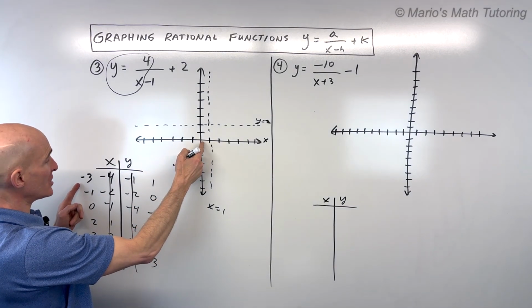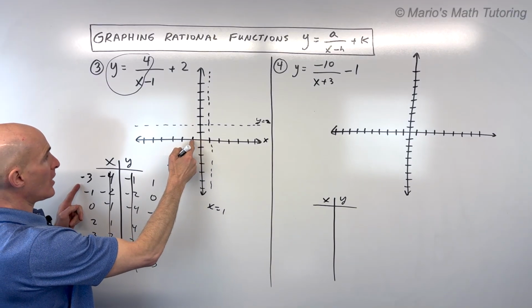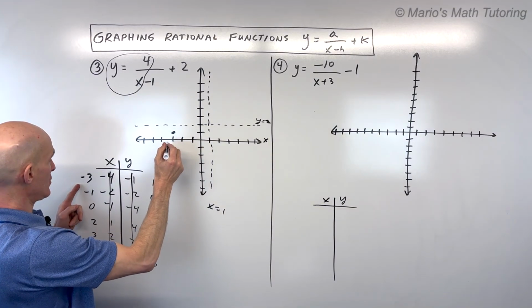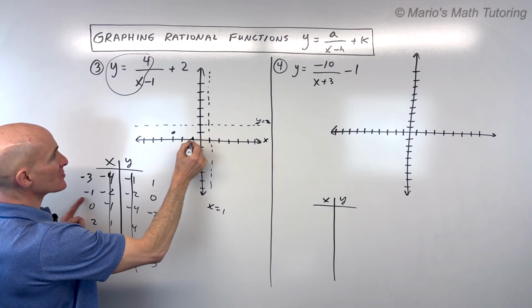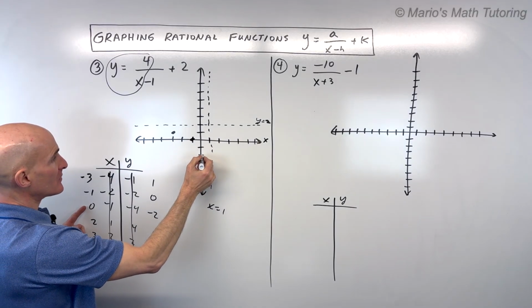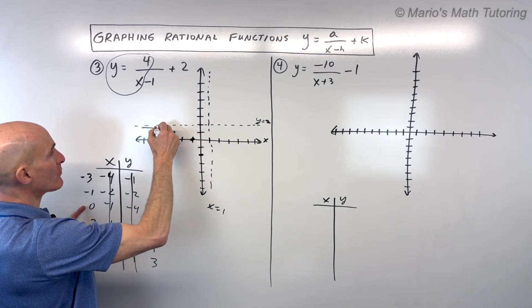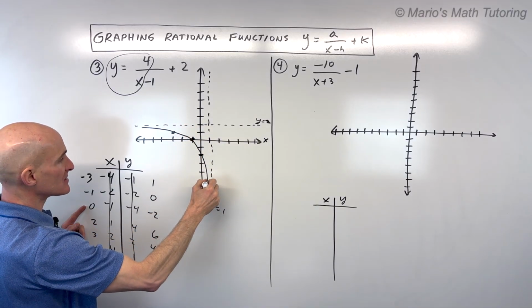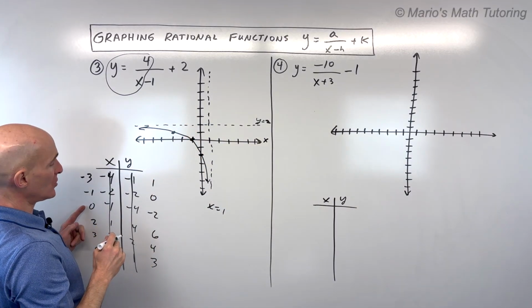Okay, so let's go ahead and plot these new points here. From the origin, left 3, up 1 is right about here. -1, 0 is right about here. 0, -2 is right about here. So you can see this branch of the hyperbola looks something like this, getting closer to the asymptotes.